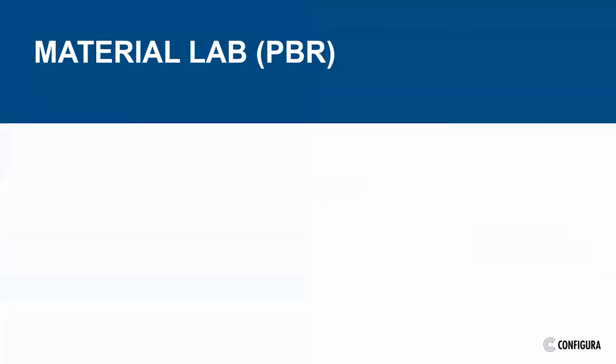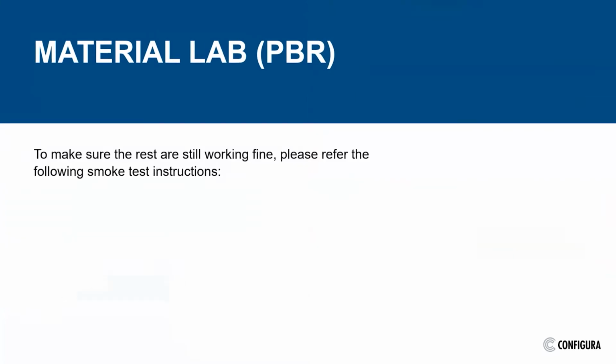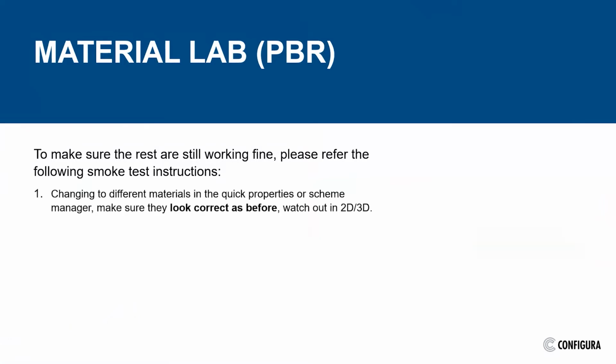With all these additions and changes, we want to make sure that the material still works for you within your extensions. To make sure that it is still working fine, we recommend the following smoke test instructions. With your extension snappers, try changing to different materials in the quick properties or scheme manager to make sure that they look correct as before. Watch out in 2D and 3D especially, and perform rendering and ensure that the materials still look as accurate.